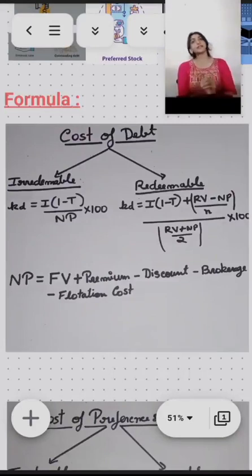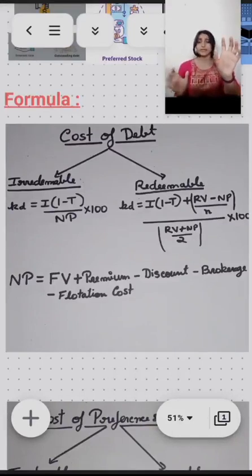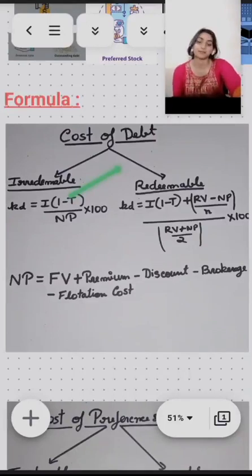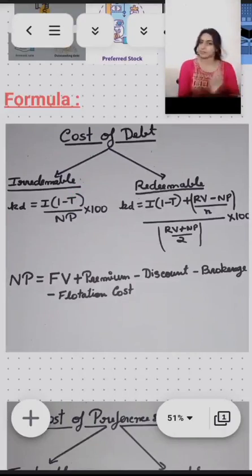Okay, so for example, if the income is 100 and the interest is 20, the ultimate profit will be 80 rupees, and tax should be paid on this 80 rupees. So here it is a tax saving, a tax benefit to the company rather than a cost. It is not a cost to the company, it's a tax saving. Therefore we have to deduct the tax. Why are we multiplying by 100? Because the cost of capital is expressed in percentage, so we need to multiply it by 100.